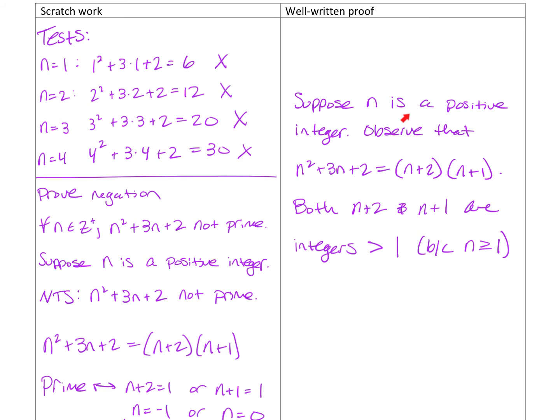So this number is bigger than 1, this number is bigger than 1, which means that n squared plus 3n plus 2 cannot be itself times 1. Neither of these could possibly be 1. Thus, n squared plus 3n plus 2 fails to meet the definition of a prime number.